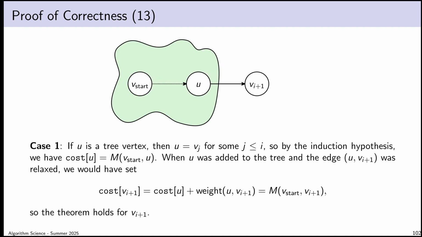Okay, here are two cases. So case 1 is the one that we're expecting to happen. So suppose that u, that is the second to last thing along the minimum cost path, is in the tree. Now, this is leaving open the possibility that v start and u are actually the same thing. So there's nothing about case 1 that prevents v start from being vertex u. There's no requirement that vertex u be separate from v start. There is a requirement that vertex u be a distinct vertex from v_{i+1}. That's required, but vertex u could be the vertex v start.